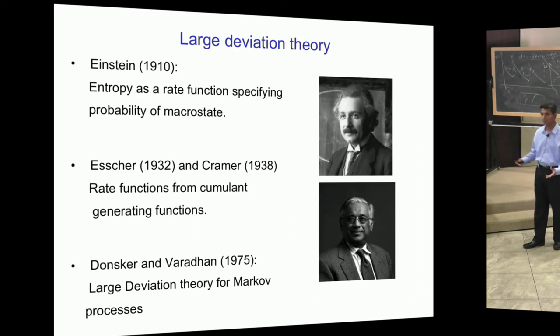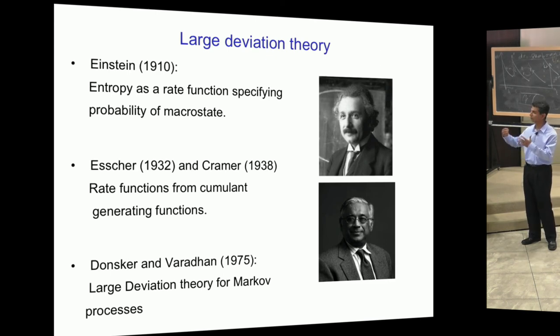So a framework for approaching this problem is using large deviation theory. As a physicist, I would like to argue that maybe the first instance of this was Einstein's 1910 paper, where he argued that you can think of entropy as a rate function for specifying the probability of a macro state. So entropy is seen as an analog of a rate function, but this was actually taken up by mathematicians later in the 1930s, driven by actuarial concerns.